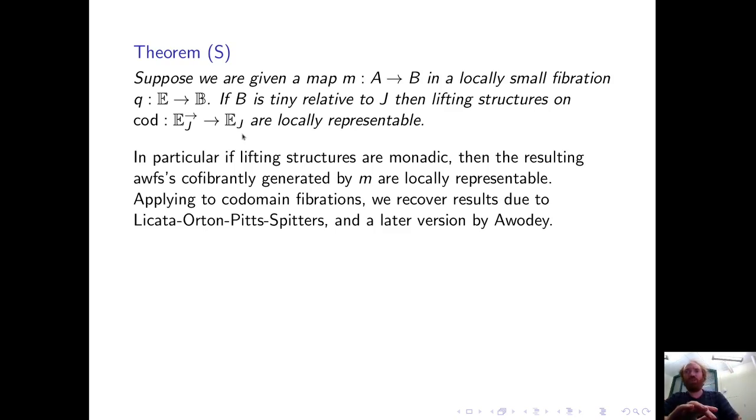So now I can state the criterion. It says that if we have a vertical map M from A to B, and the codomain is tiny, then the lifting structures are locally representable. And so when they're monadic, we get locally representable algebraic weak factorization systems.